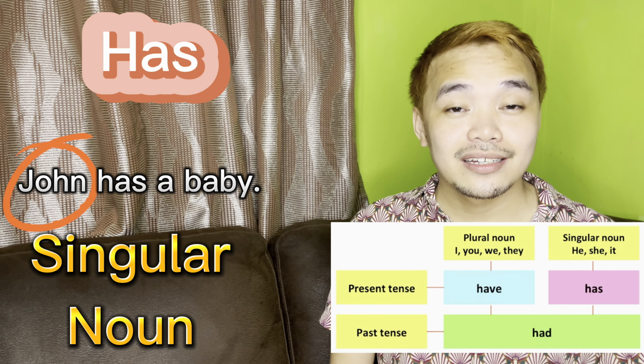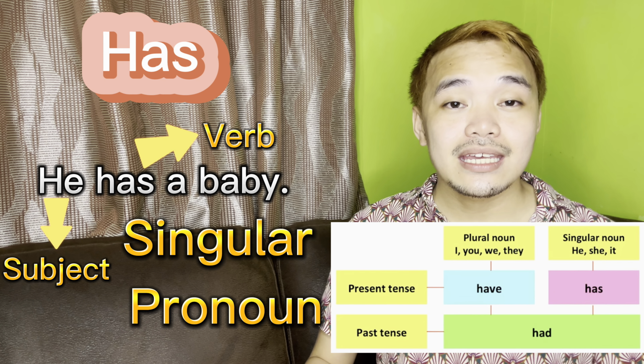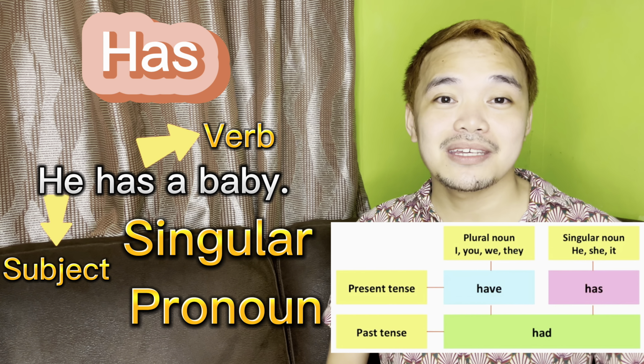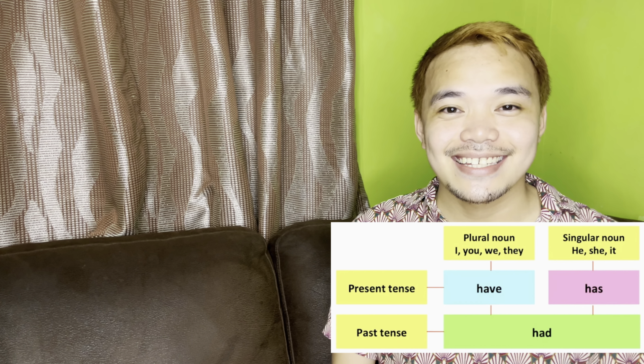The verb is has. So our subject here is a singular pronoun, and according to the rule, when we are using the pronouns he, she, and it, we have to use the verb has. So, he has a baby. Alright? Now let's have the verb had. The past form of have and has is had.